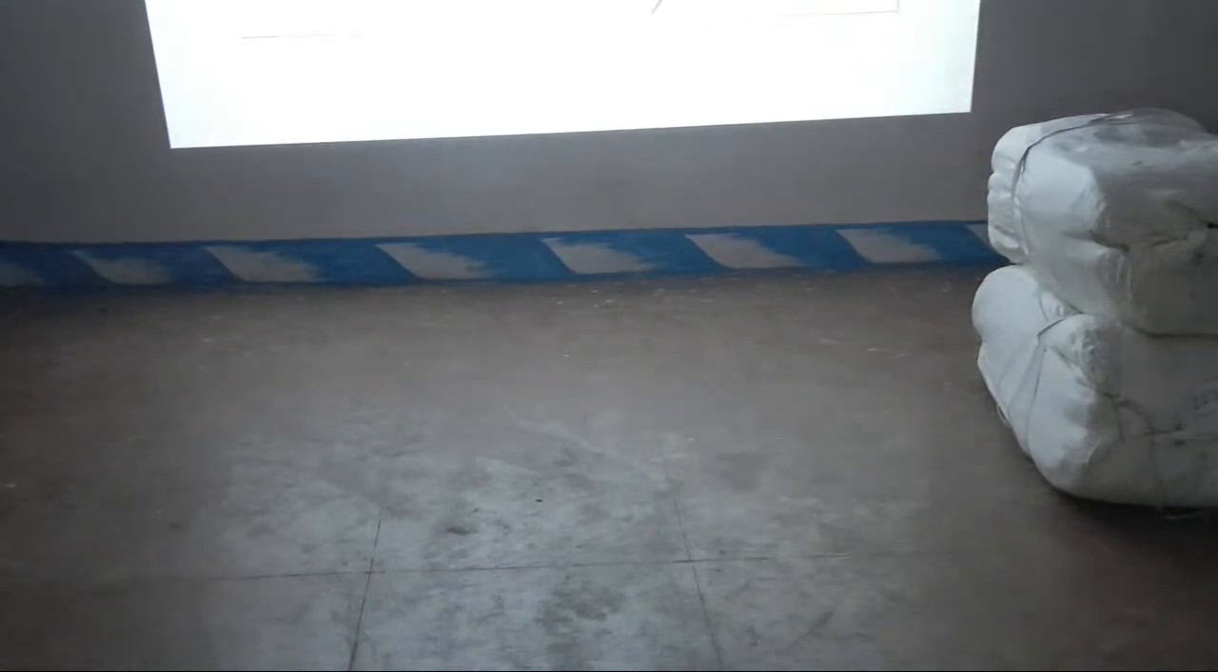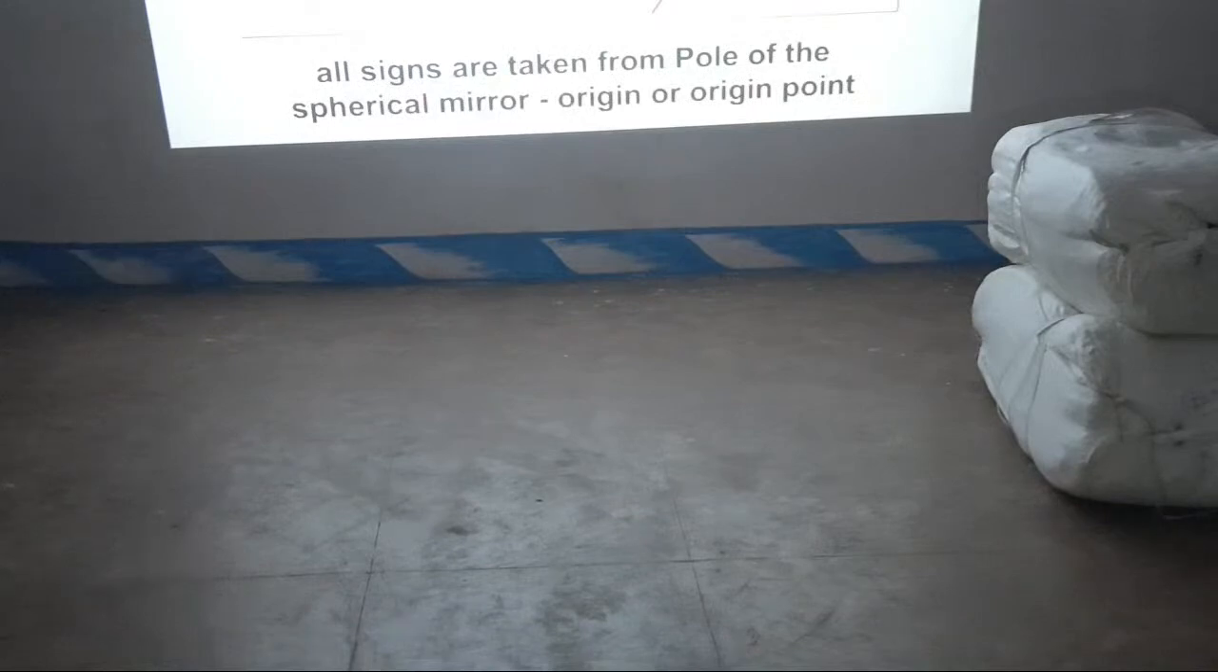Sign convention for spherical mirror. Cartesian sign convention. In the case of spherical mirror, all signs are taken from pole of the spherical mirror, which is often called origin or origin point. This sign convention is known as New Cartesian sign convention.